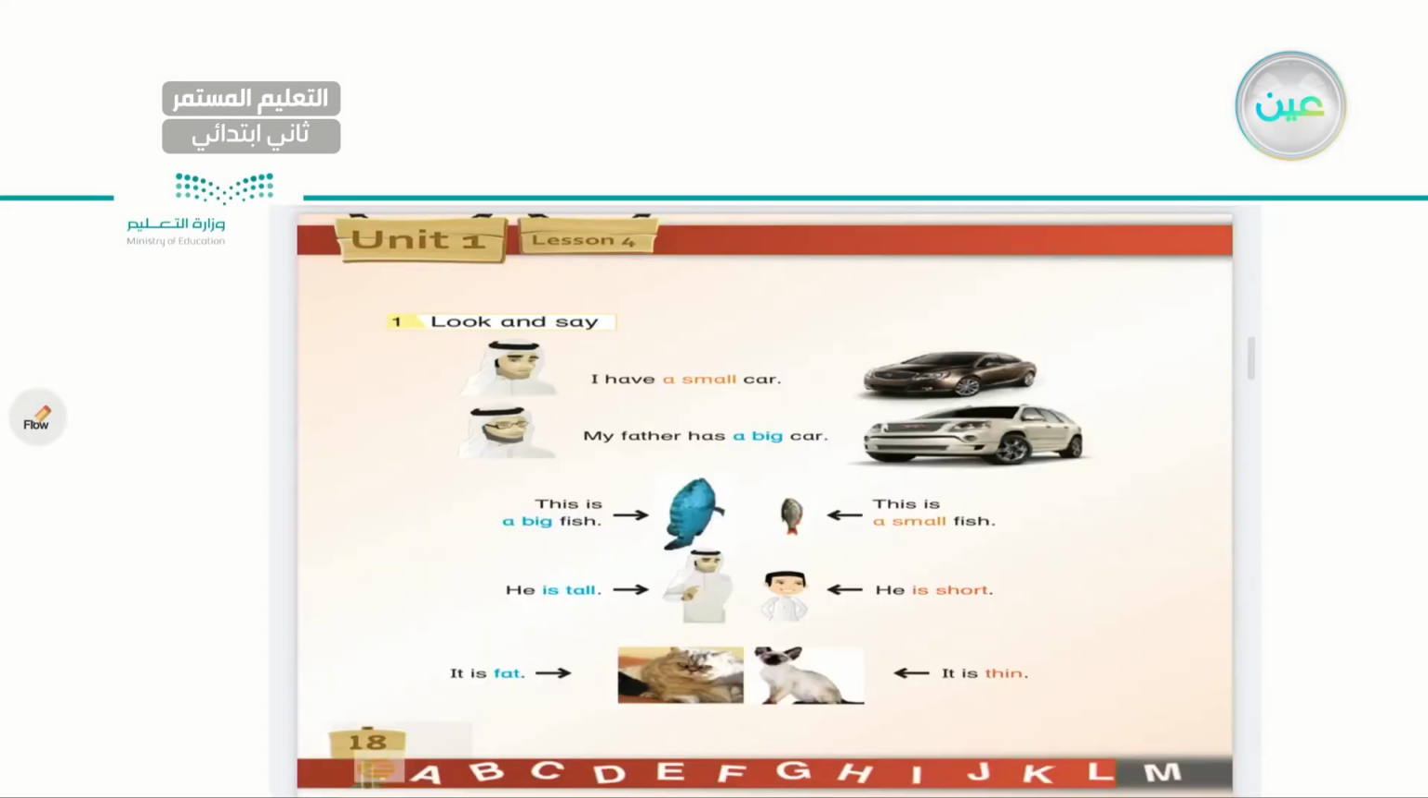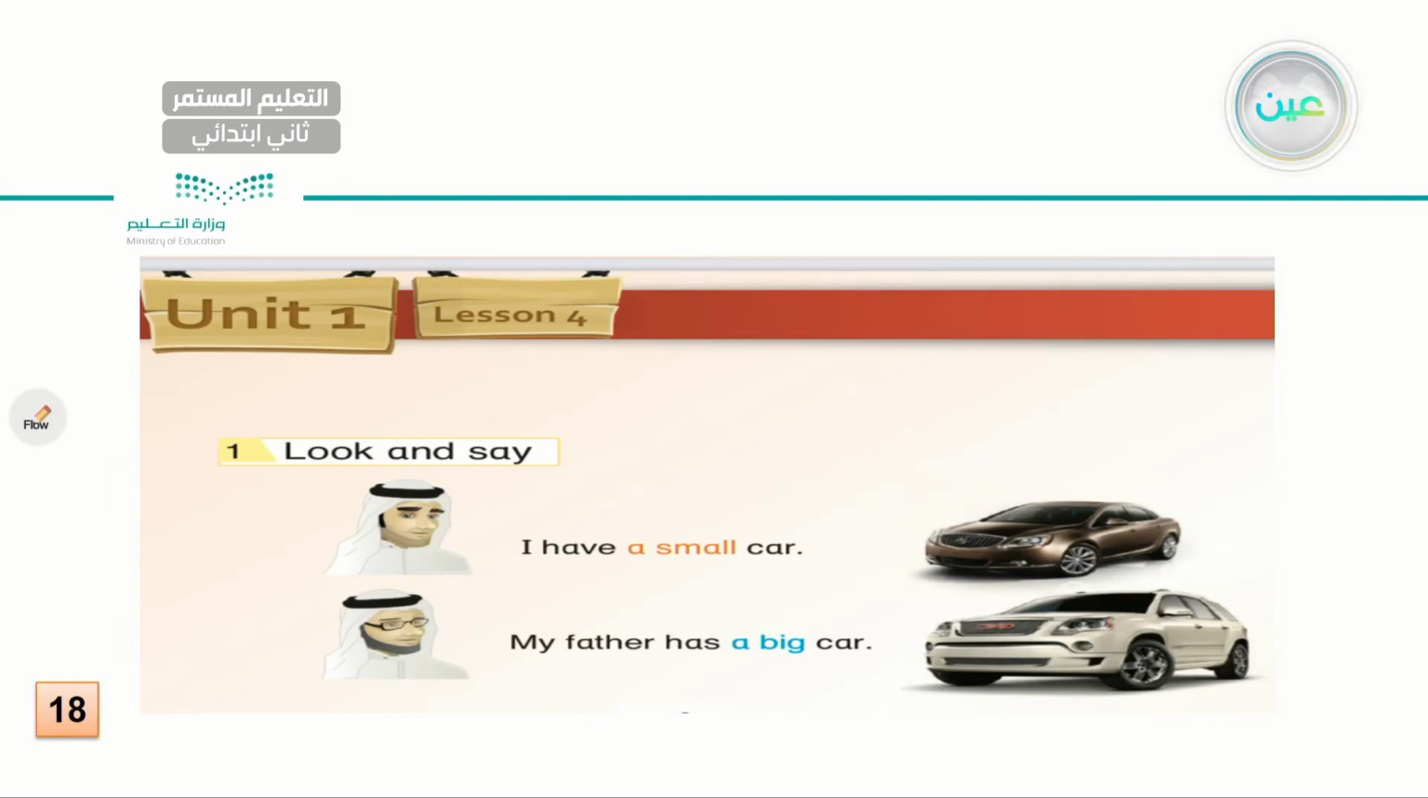Good job. Now, I need you to open your books at page 18, please. As you can see, this is lesson number 4, and we'll be taking it into 2 classes. I will zoom in for the upper part, and then I will move to the lower part. For the upper part, look and say. As you can see here, I have 2 cars, right? Let's read the sentence.